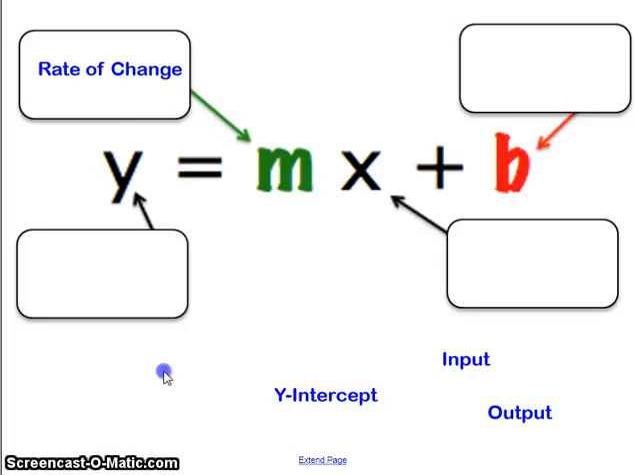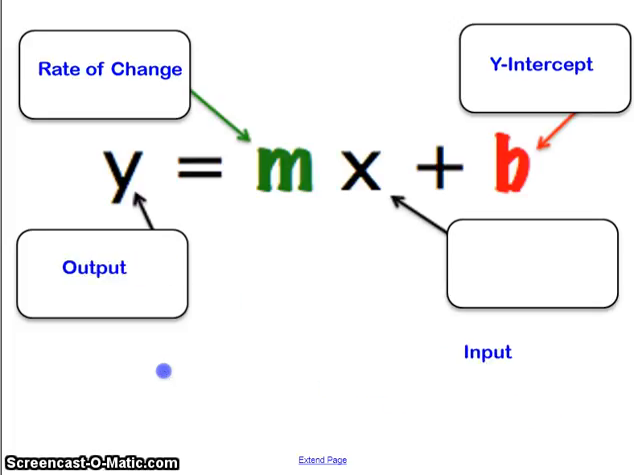That B is your y-intercept, and we already know how to find those. The only other two words that are left are input and output. My y is my output. That's what I get out of something. And my x is my input. That's what I put into my equation to get my answer, which is my y. So go ahead and make sure that you fill those in. And then you're going to cut that out so that you can glue it in your notebook.